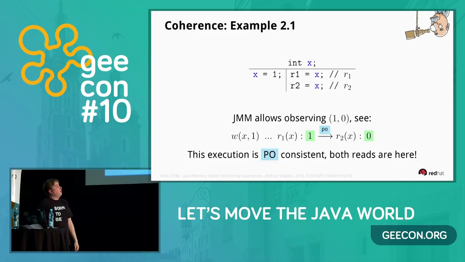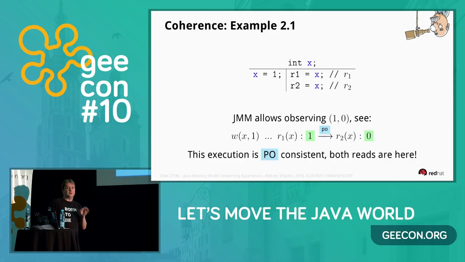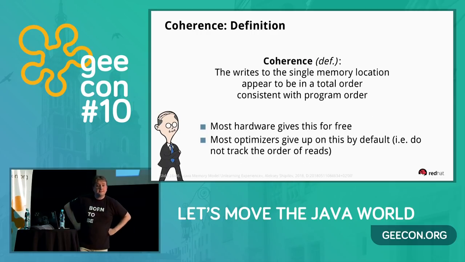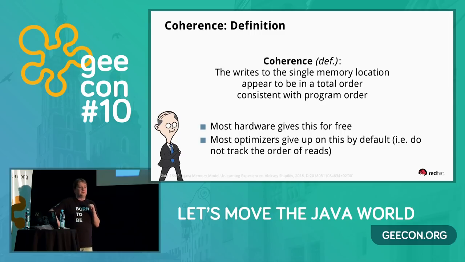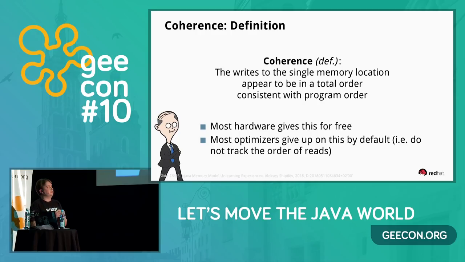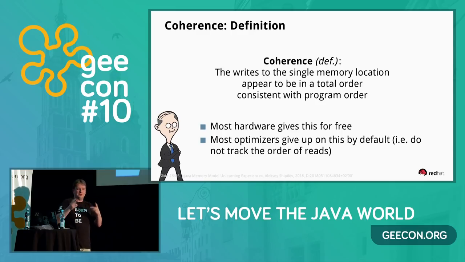If you want to avoid this result, the property you are after is called coherence. It says that the writes to a single location appear to be in a total order consistent with the program order. Notice that this is not a total order over all the operations in the program, only for the single location. Most hardware actually gives you this for free. The coherency protocols have a single consistent view of a particular piece of memory at all times. They get confused when you have multiple updates in flight, and the order between those updates gets confusing. But most optimizers don't care all that much. They don't track the order of reads all that much, so they can mess you up there.